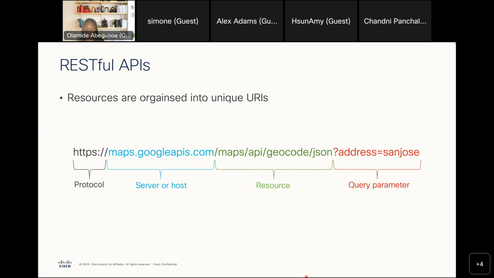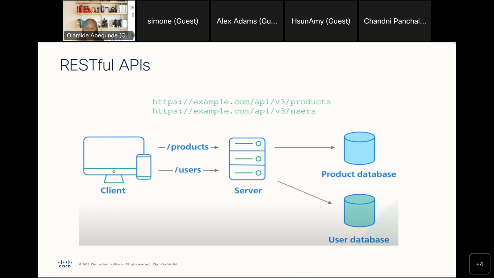Now, to give you kind of a visual example of how API endpoints come in useful. We can see the first URI here goes to version 3 products, and the server knows that it should check the products database. And when we ask for version 3 of users, it knows that it should go to the user database. So that's how we can use URIs to distinguish between where we want to go or what kind of data we want from a server.